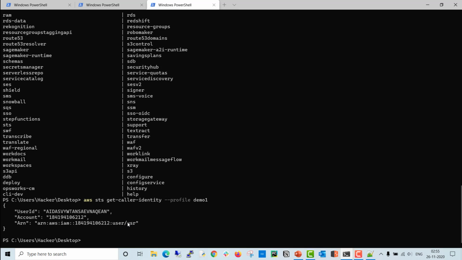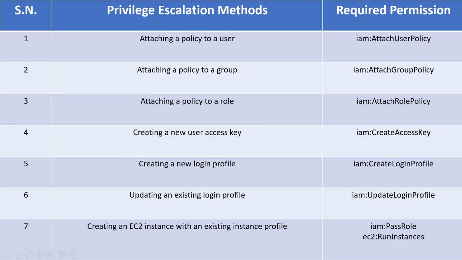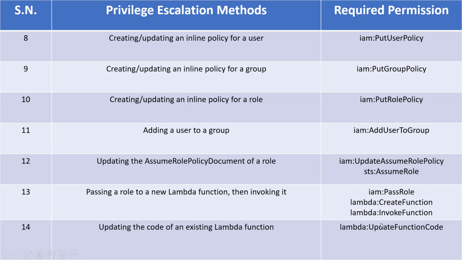So this is all about privilege escalation using IAM. We will discuss other things in a later section. Apart from this method, there are other methods also used to perform privilege escalation. Suppose this is a method of attaching a policy to a user. If you have the attach user policy permission, you can attach the policy to a group if you have those rights. Attach a policy to a role if you have attach role policy. Create a user access key if you have those rights. So there are a lot more ways to perform privilege escalations. You have to check what permissions you have and how you can take advantage of them.